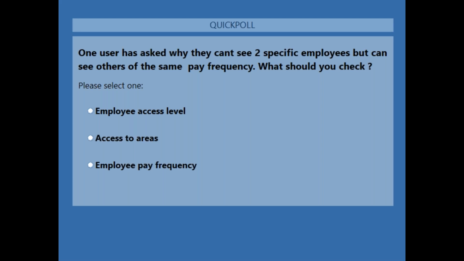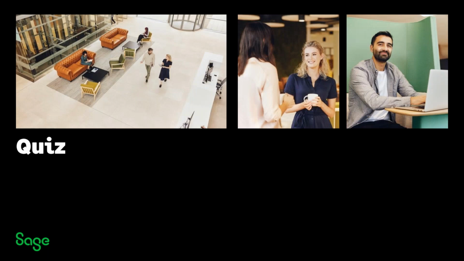So we know the pay frequency. We know that the user can see all of the other employees with the same pay frequency, but yet these 2 are not visible for this user. So what are we checking? Again, we'll give that a couple of seconds more because we are running swiftly out of time, I'm aware. So that will be that one. So let's close that one down and reveal the answers to this one. So let's share that one.